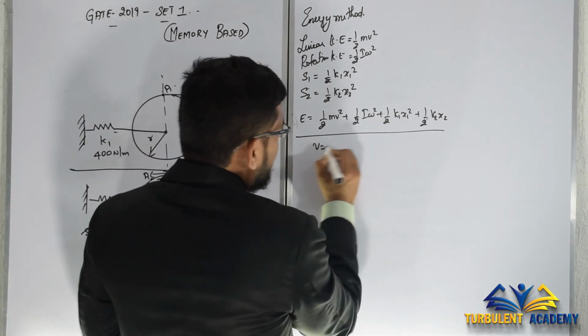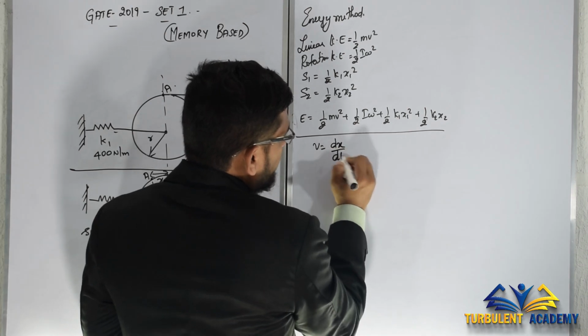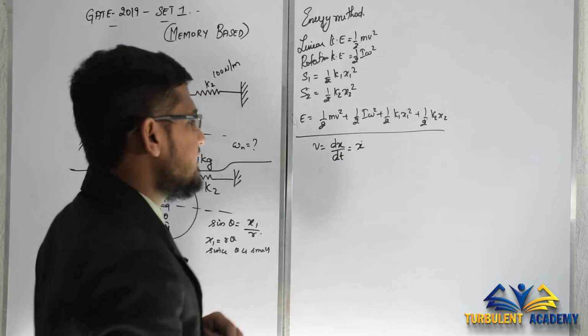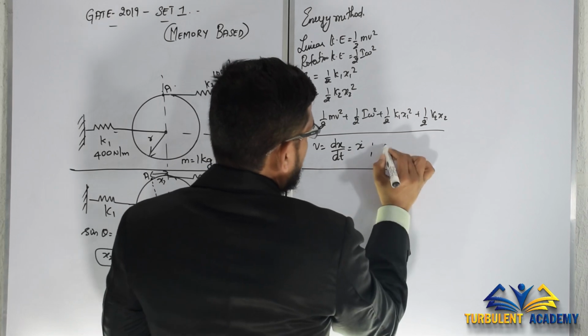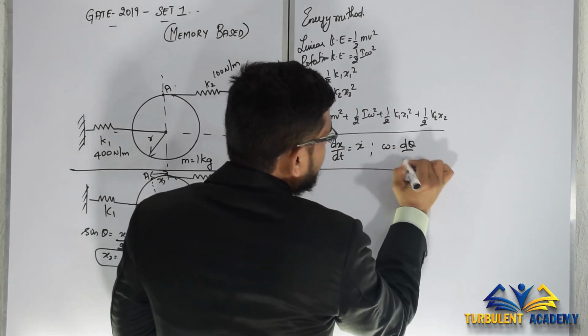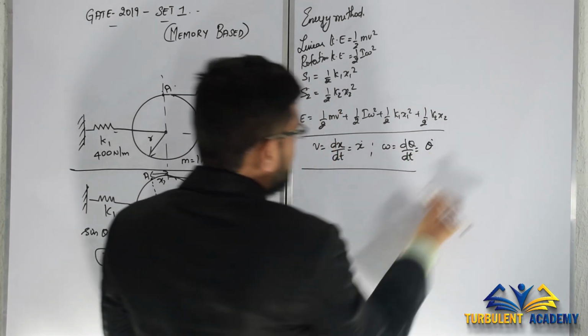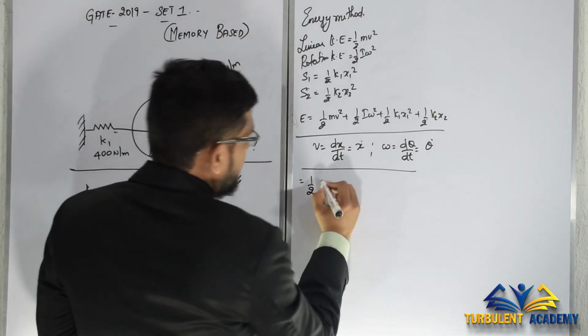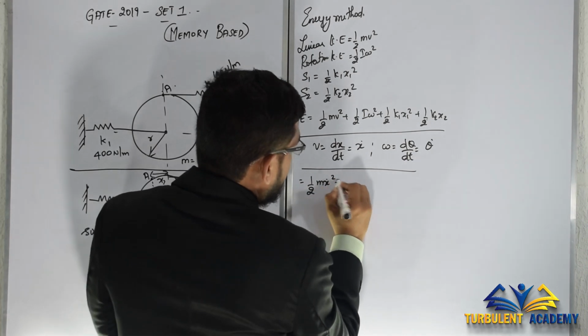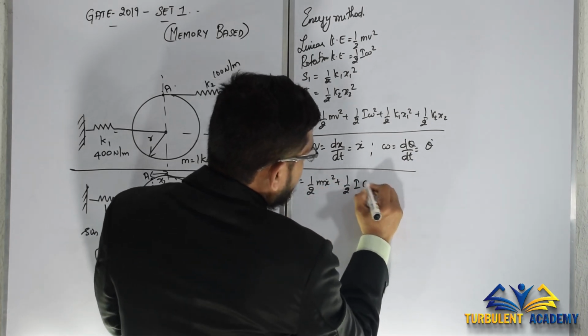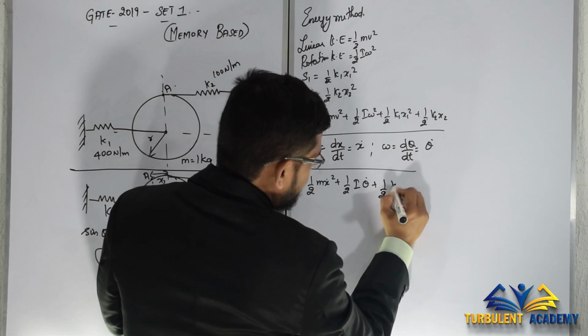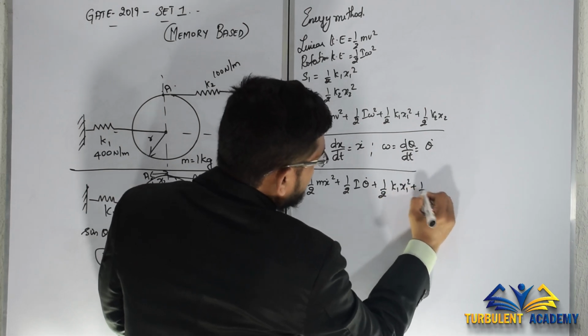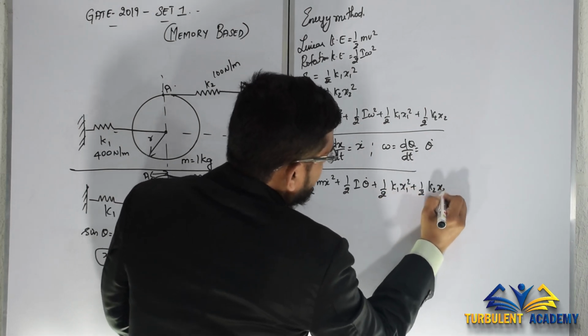So for that, v equal to dx by dt, you all know that. So I am going to take it as x dot. Likewise, I am going to take omega equal to d theta by dt. You all know that it's going to be theta dot. Just I am going to add it up by substituting half m x dot square plus half I theta dot square plus half k1 x1 square plus half k2 x2 square.